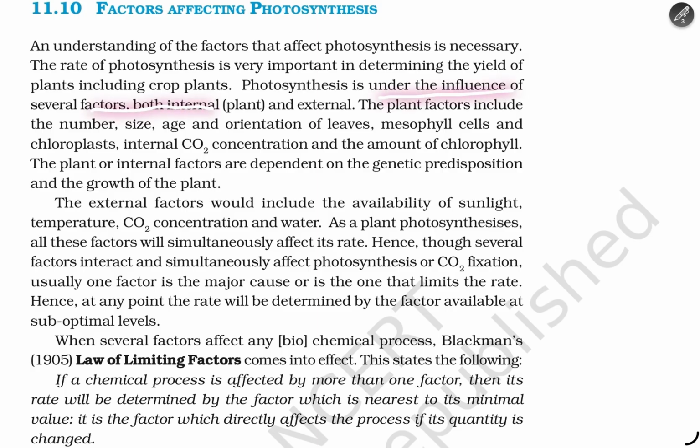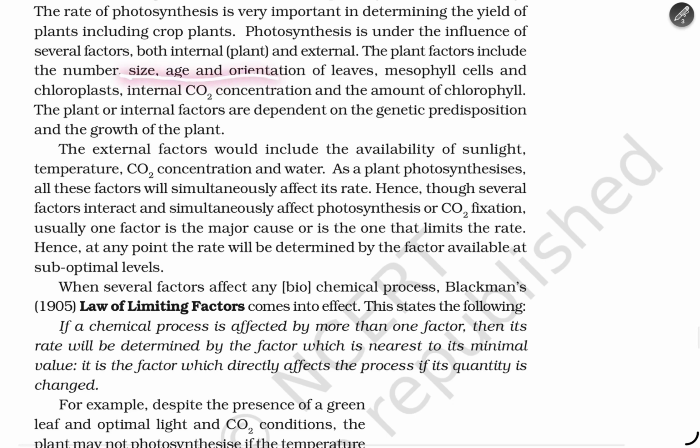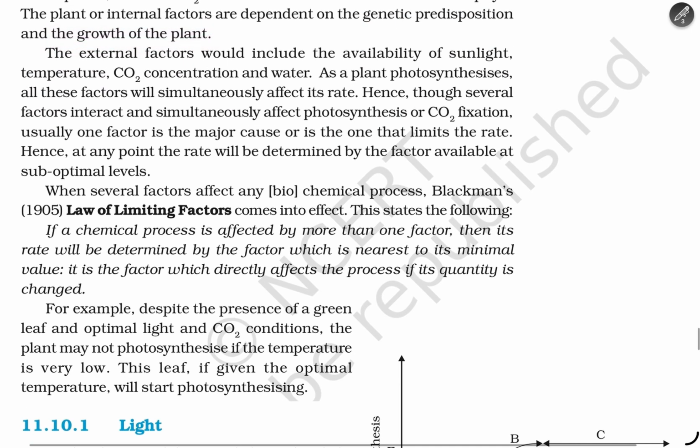Photosynthesis is under the influence of several factors, both internal to the plant and external. The plant factors include the number, size, age, and orientation of leaves, mesophyll cells, chloroplasts, internal CO2 concentration, and amount of chlorophyll. The plant or internal factors are dependent on the genetic predisposition and the growth of the plant. External factors include the availability of sunlight, temperature, CO2 concentration, and water. As a plant photosynthesizes, all these factors will simultaneously affect its rate.